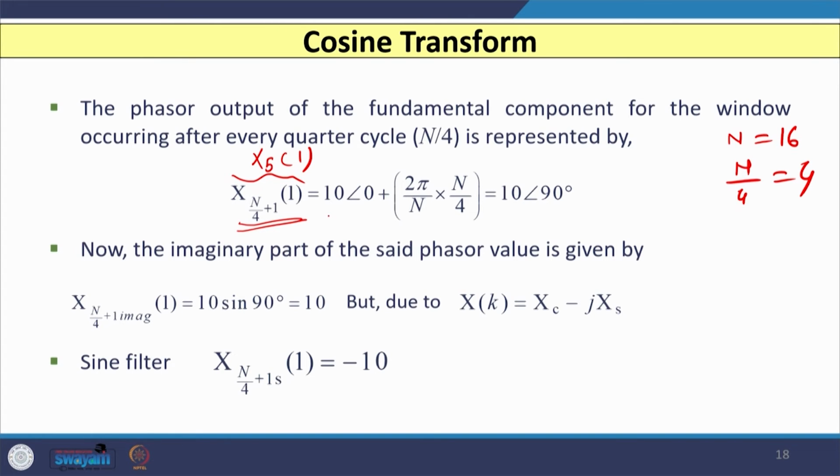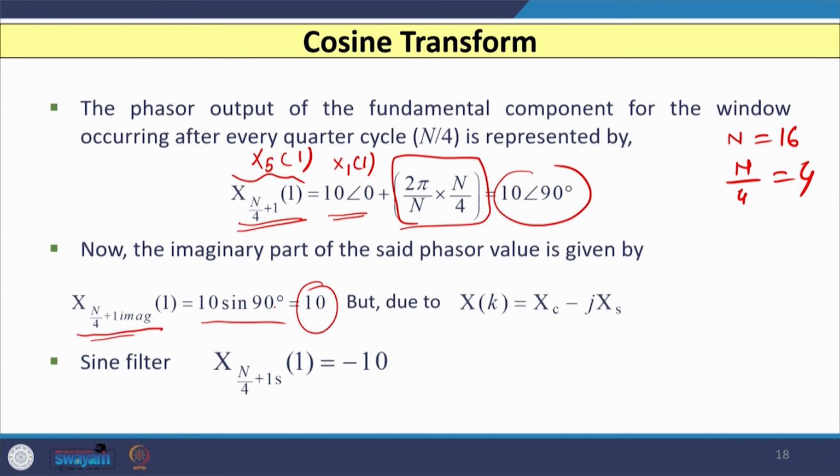That is nothing but 10 angle 0. So, this is your x 1 of 1 value, plus I have added this term, that is 2 pi by n into n by 4. So, at every quarter cycle the difference will be n by 4. So, you will have the final value of x 5 of 1, that is 10 angle 90 degree. Here you can see that the imaginary part of this phasor, x of n by 4 plus 1, that is 10 angle 90, is 10.